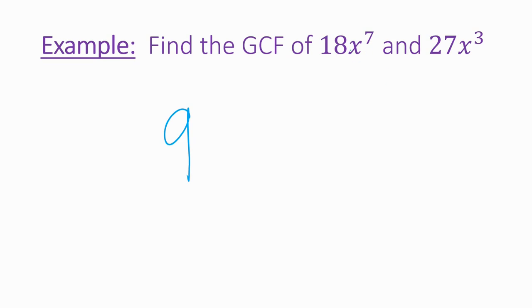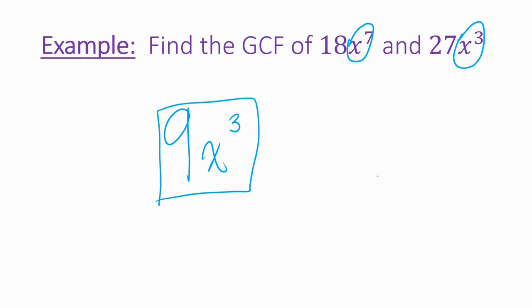So I see that they both have some x's. Well, what's the most x's that they both have in common? So this one has 7 x's, but this one only has 3 x's. So I'm going to take the biggest exponent that I see between them, and it's this 3, and I'm going to use that variable. So that's how I find my greatest common factor if there are variables involved.